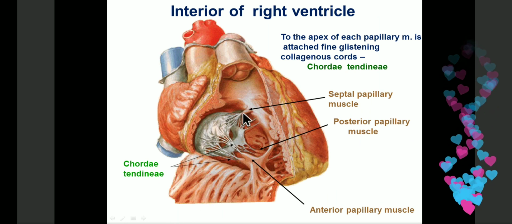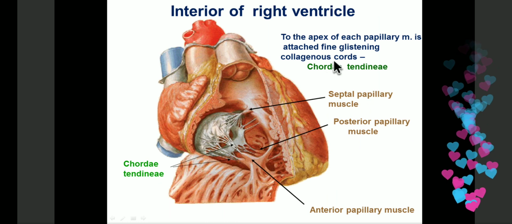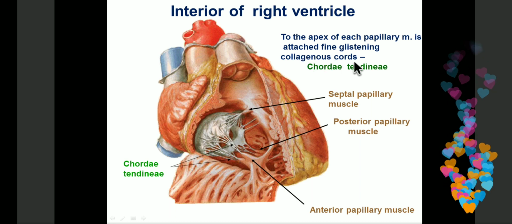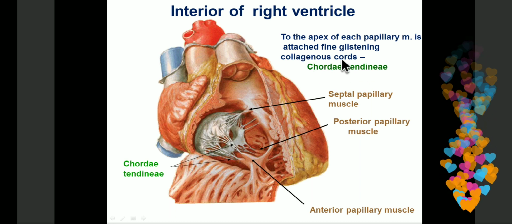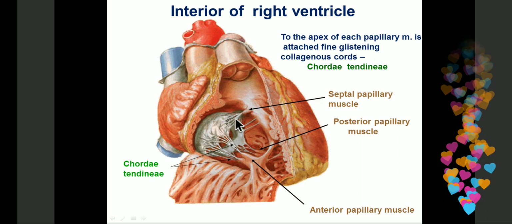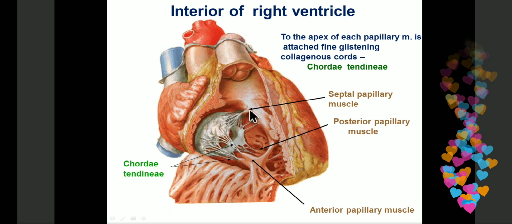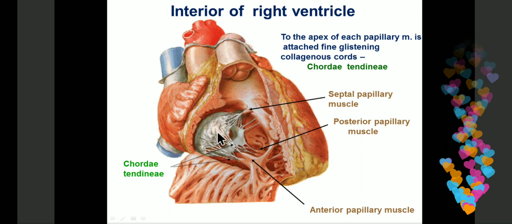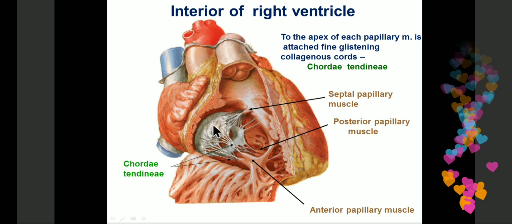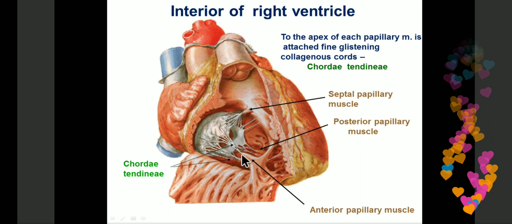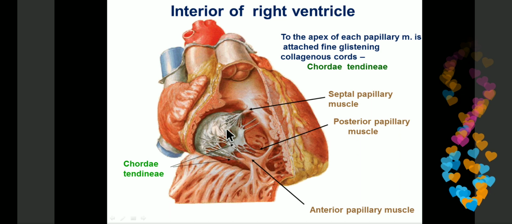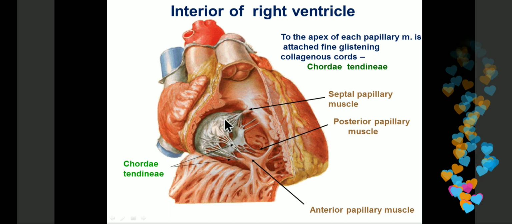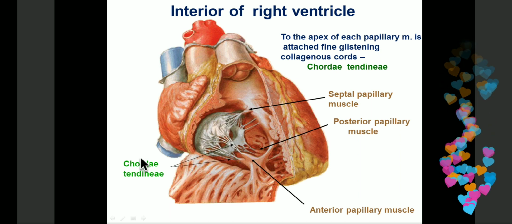What we saw at the apex of these papillary muscles are some fibrous, fine, glistening, collagenous tissue or the cords, which we call chordae tendineae. These chordae tendineae are basically attaching these papillary muscles to the valves, the tricuspid valve. These are fibrous in nature, collagenous cord-like structures coming from the apex of papillary muscle and going to the tricuspid valves towards the ventricular surface. That's why they are called chordae tendineae.